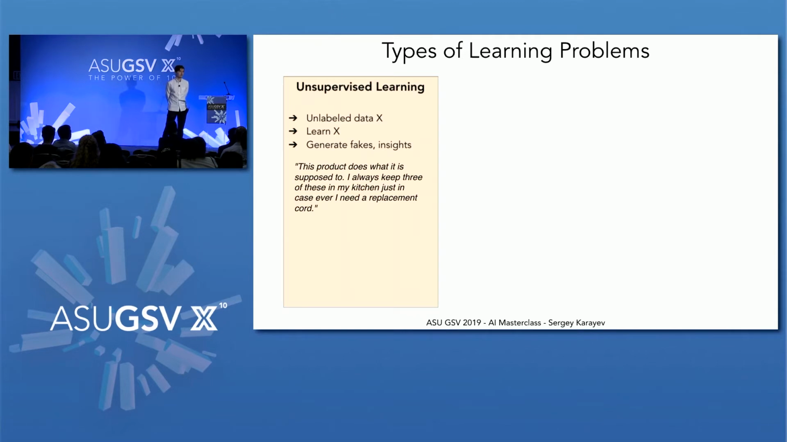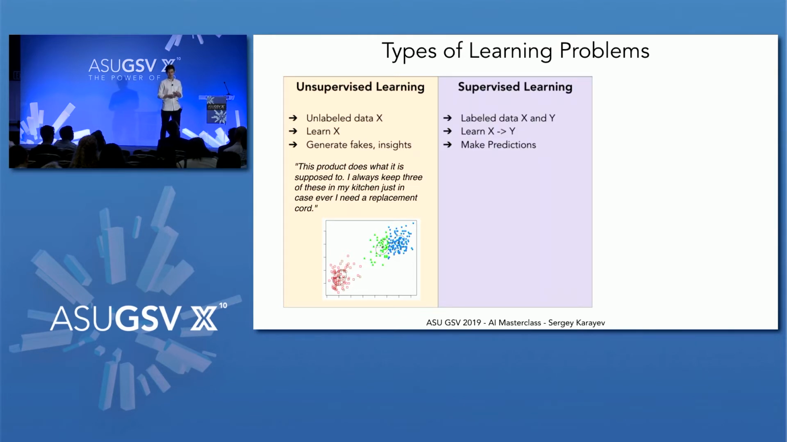So for example, this is a fake review of something. The machine learning looked at a bunch of Amazon reviews and then just spat out, hallucinated essentially, another one. "So this product does what it's supposed to do. I always keep 3 of these in my kitchen just in case ever I need a replacement cord." So it's almost there. And this is something called clustering, where data has a certain shape. Images of dogs, for example, are in general different from images of cats. And that might actually just come out of looking at the data in an unsupervised way, even if you don't know which photos are of dogs and which are of cats.